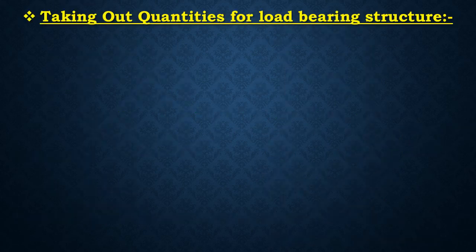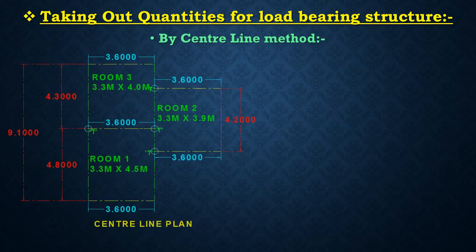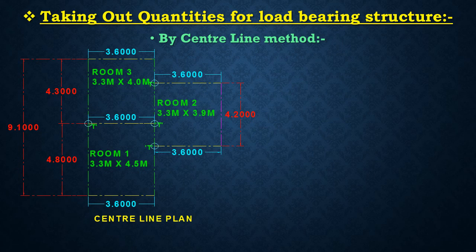Then taking out quantities for load bearing structure by the center line method. This is a center line plan having center line lengths. There is no assumption of long wall and short wall because we calculate the quantities by the center line method. So here calculate the total center line length, TCL.